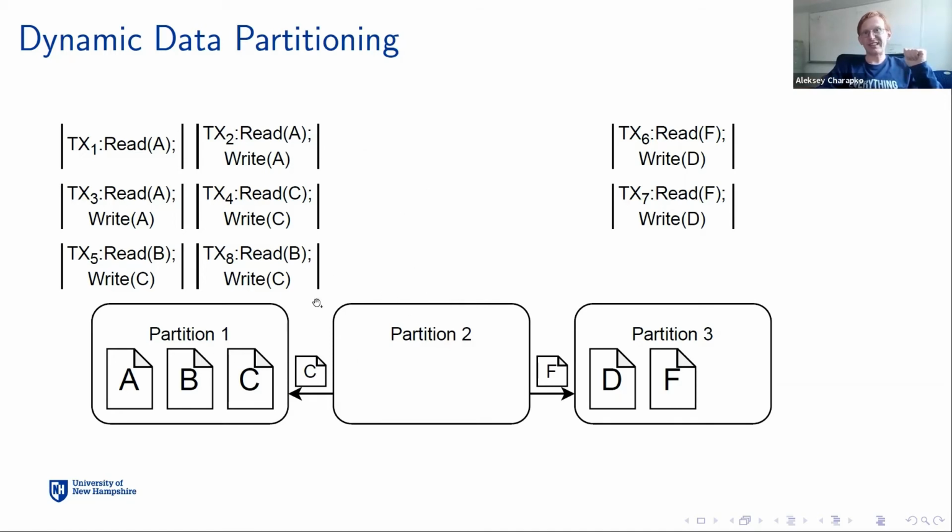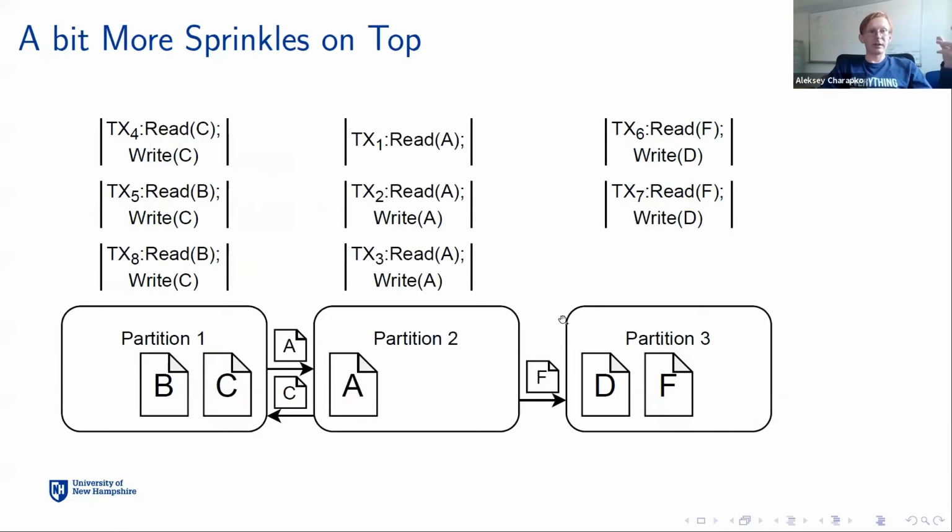But as I was saying, doing this naively may not be a good idea because we create disbalance in the system in terms of how much data each partition stores and how much work each partition needs to do, right? So in my example here, partition 1 has 6 out of 8 transactions, and partition 2 has no data and no transactions. So the second part of Hermes is actually trying to optimize for load balancing, right?